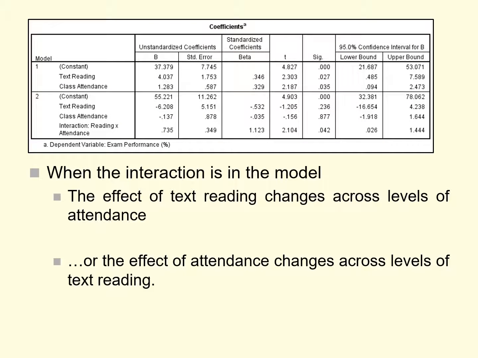So when the interaction is in the model, the effect of text reading changes across levels of attendance. And to put it the other way, the effect of attendance on our outcome variable, performance that is, changes across different levels of text reading.